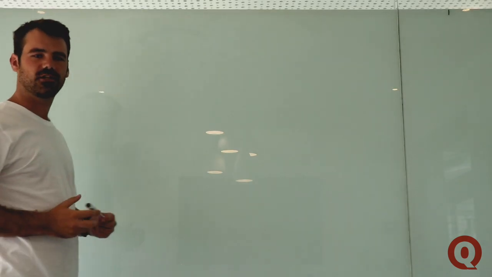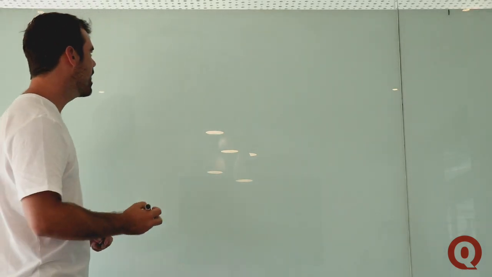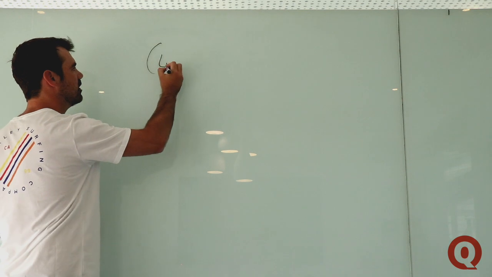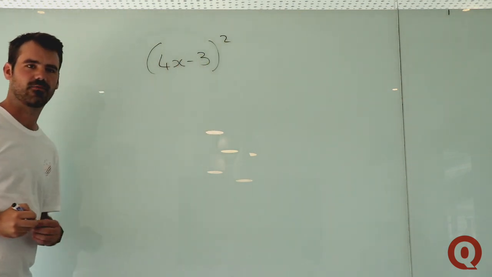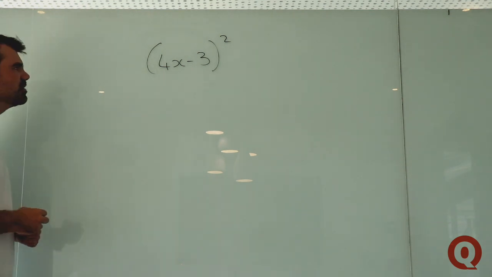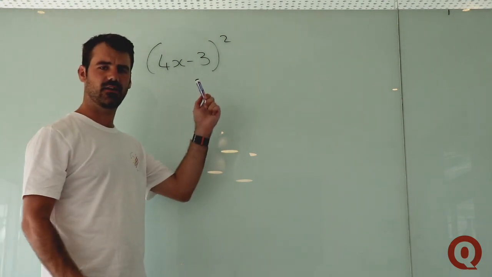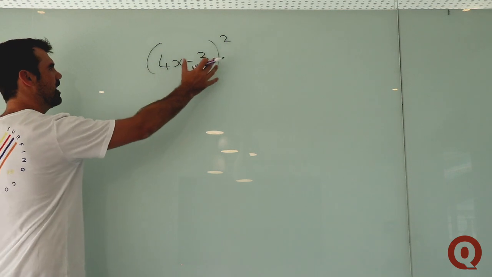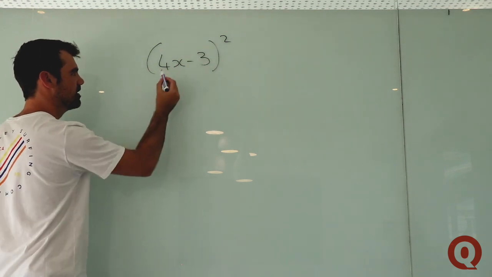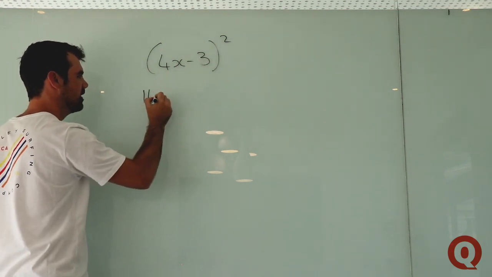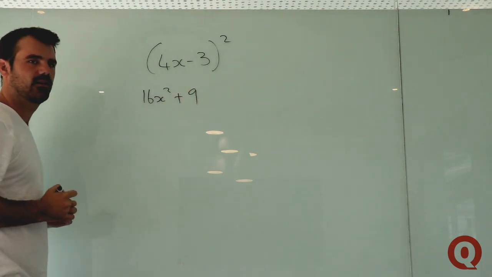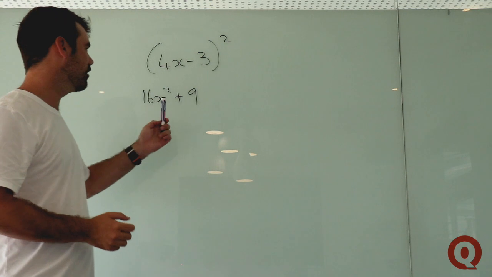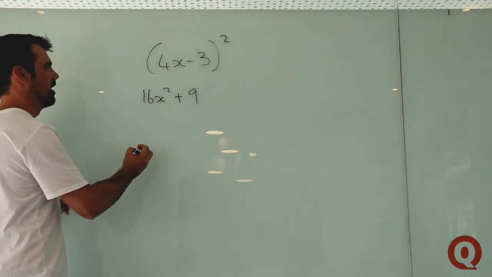Now moving to grade 9 mathematics, all of a sudden we have two terms inside our bracket which is being squared. What I generally find my students doing is going, alright, I need to square both of these terms. So they end up going 16x squared plus 9. Now, is this correct? Well, we're going to find out exactly what the right answer is.